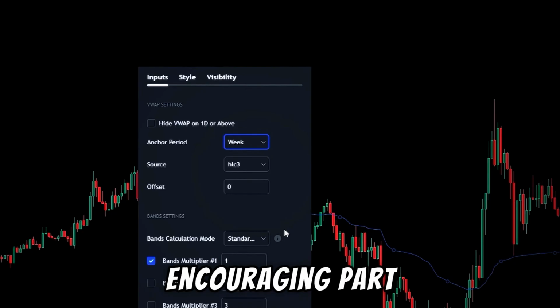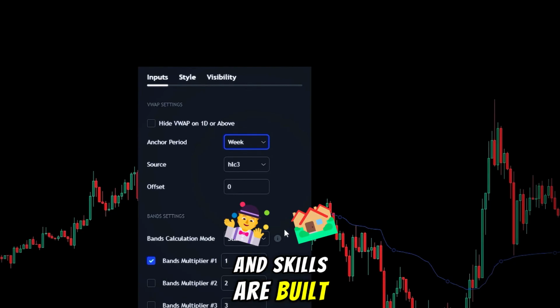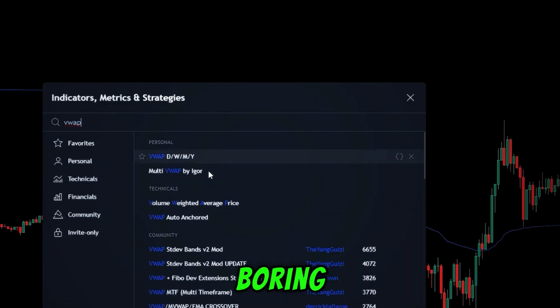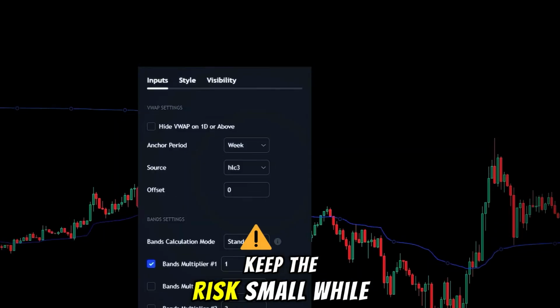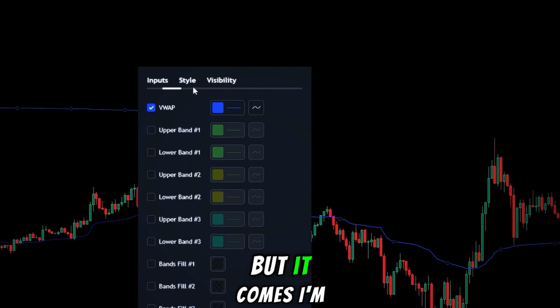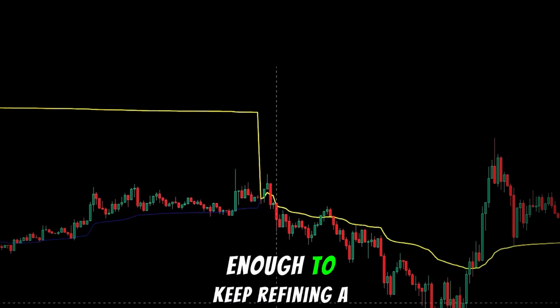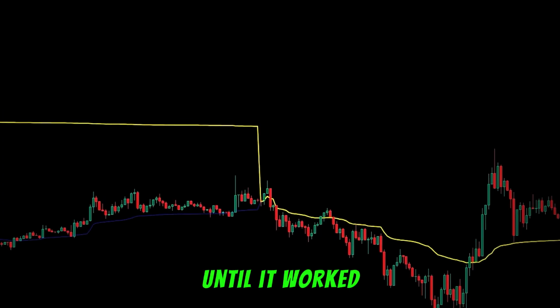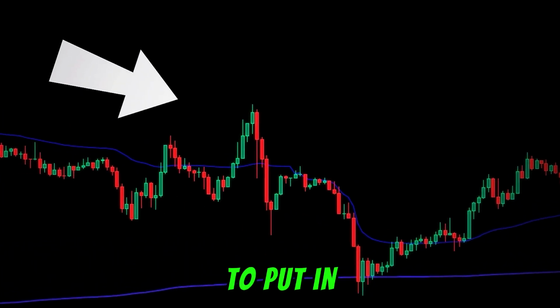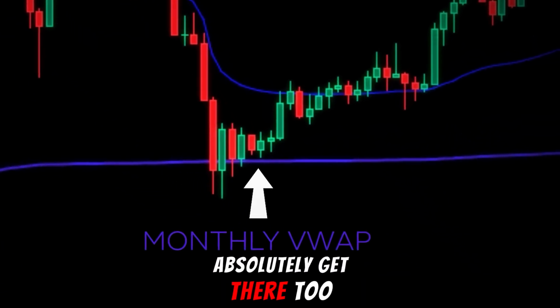But here's the encouraging part. That inner game is a skill, and skills are built. If you show up every session, follow the rules even when it's boring, journal your trades, and keep the risk small while you learn, consistency comes. Not overnight, but it comes. I'm not more talented than you. I was just stubborn enough to keep refining a simple process until it worked. If you're willing to put in that patient, unglamorous work, you can absolutely get there too.